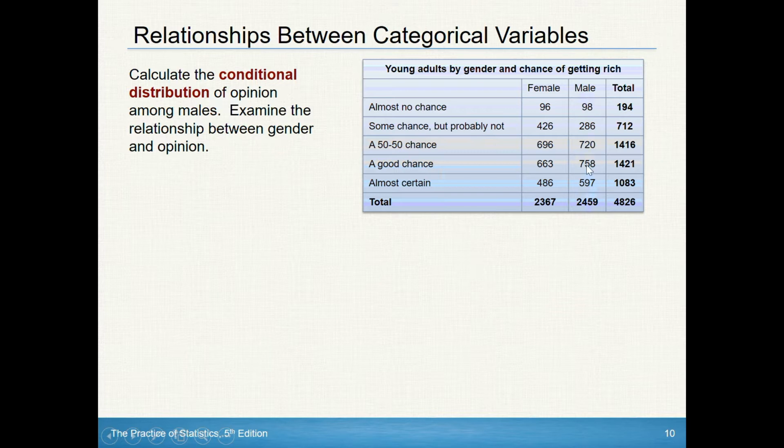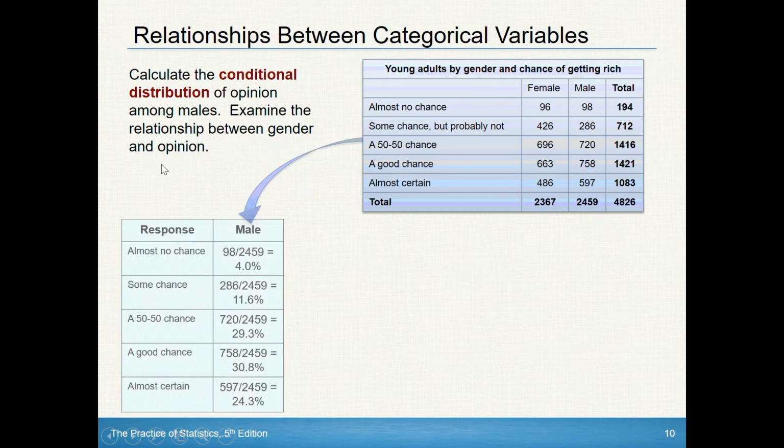So we're focusing just on the male column right here. Then it says examine the relationship between gender and opinion. Okay, so we start off by making our conditional distribution. Now you'll notice that we're, again, only on the male column.